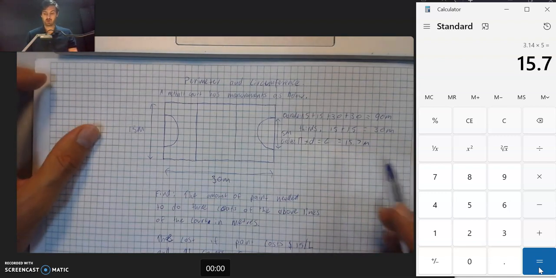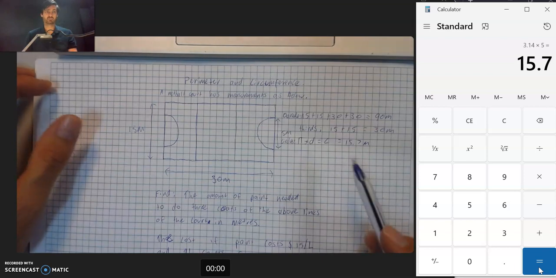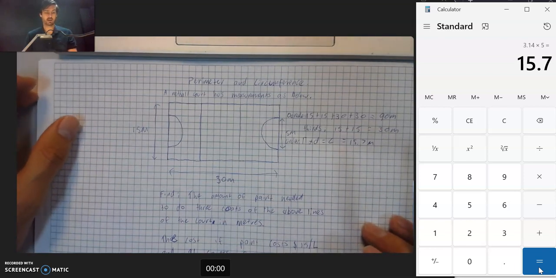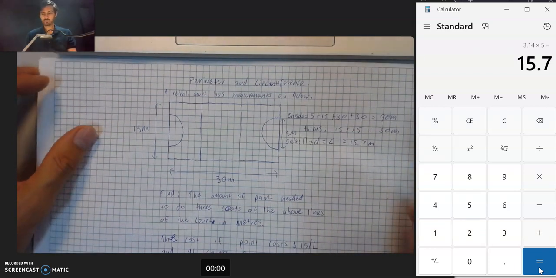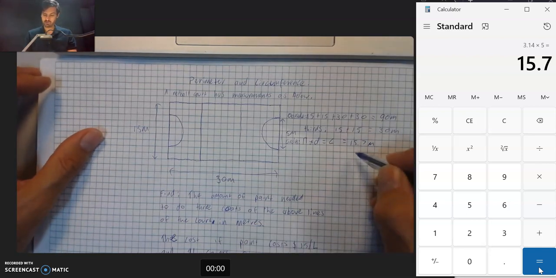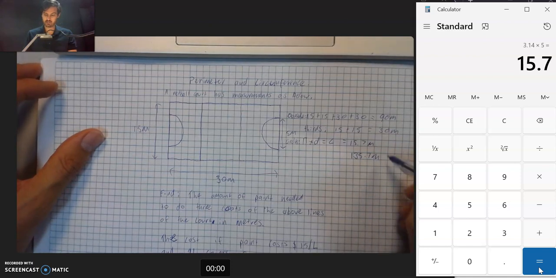It's going to save you time in a test, which is definitely important as we get into further study in our senior years of maths. So 90 plus 30 is 120, plus 15.7 is going to be 135.7 meters.